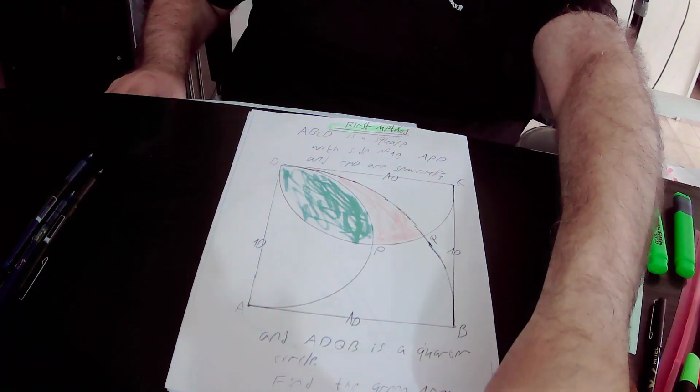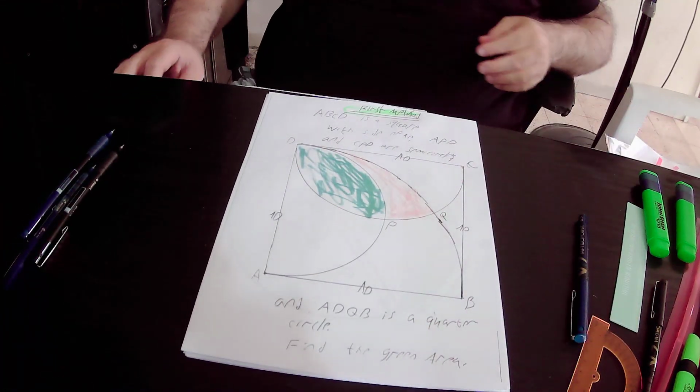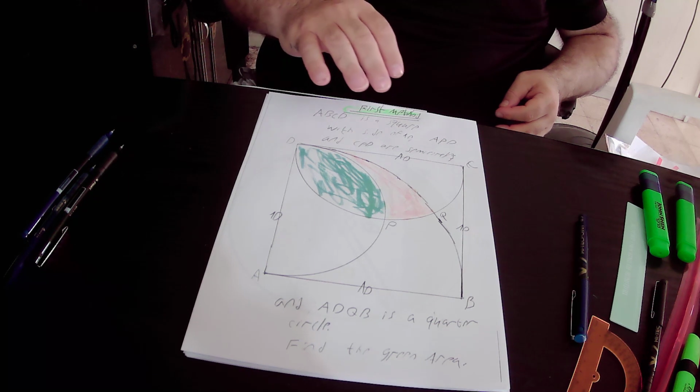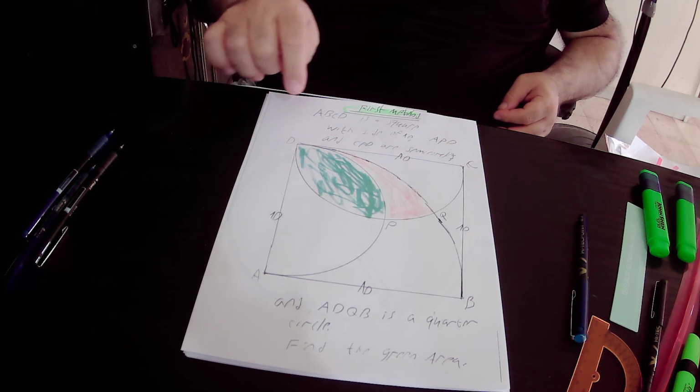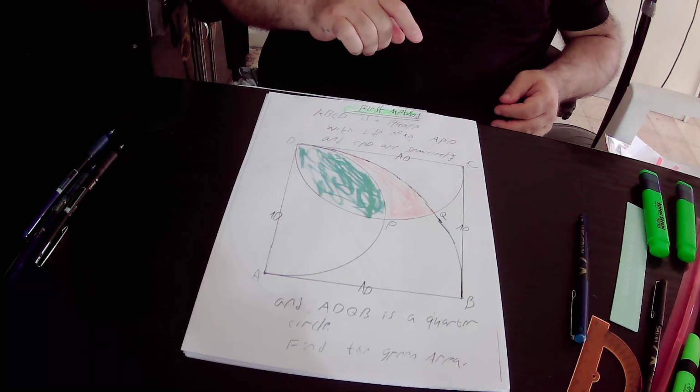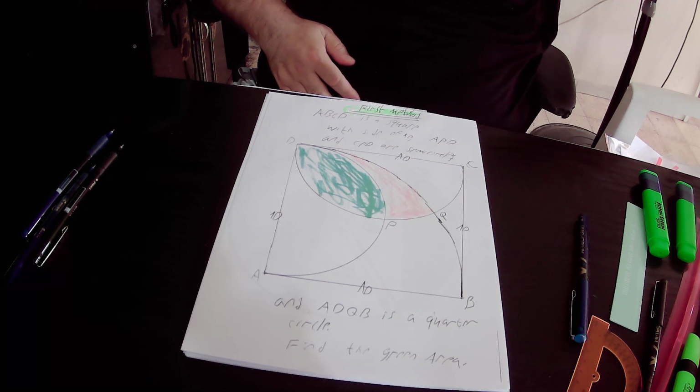Hello, in this lecture we'll find out the area of the orange shape using two different methods. In the drawing we have square ABCD. One side of square ABCD equals 10 units in length.